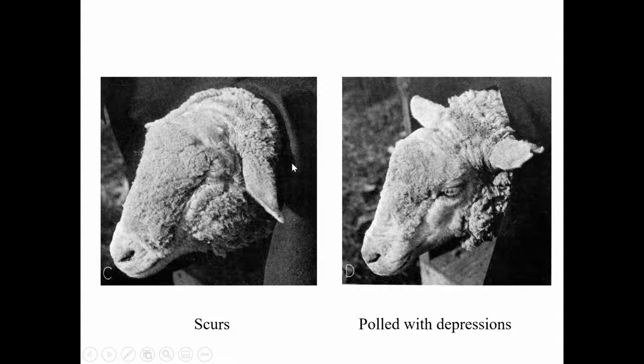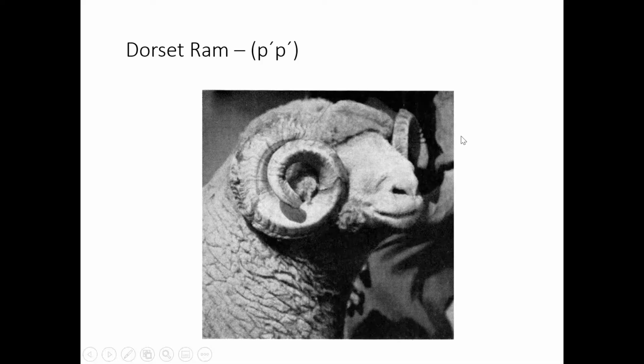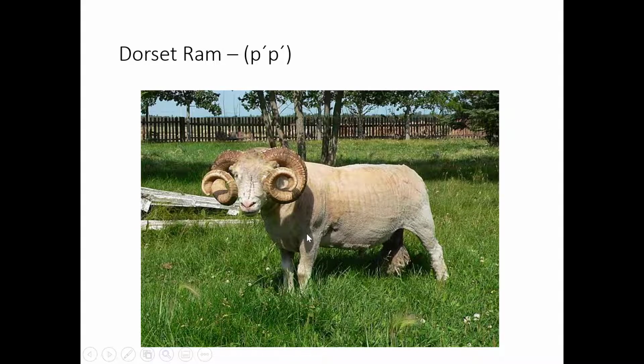And then just showing you the differences between them. So here we have the scurred, and then here they're polled with depressions. Next we look at a Dorset ram. So he's little p prime, so he's horned. And here we have another Dorset ram.